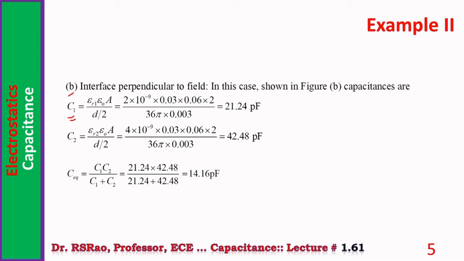C1 can be found from this formula: epsilon R1, epsilon naught, A. Area is the same. Area remains as given in the problem. Spacing becomes D by 2. So C1 turns out to be 21.24 picofarad. Similarly, C2 can also be found. It turns out to be 42.48 picofarad. C equivalent, or effective capacitance or total capacitance of the capacitor, is C1 C2 by C1 plus C2. It comes out to be 14.16 picofarad.